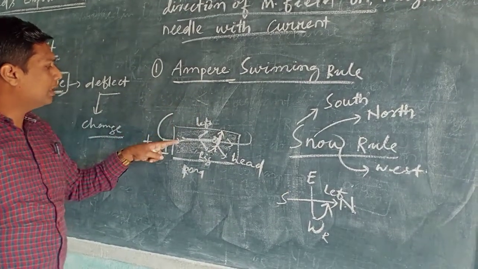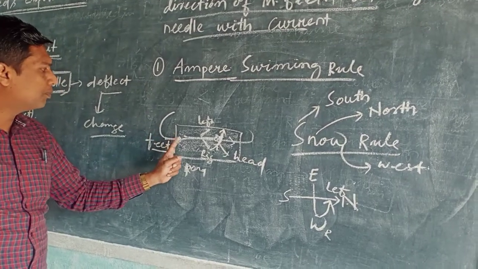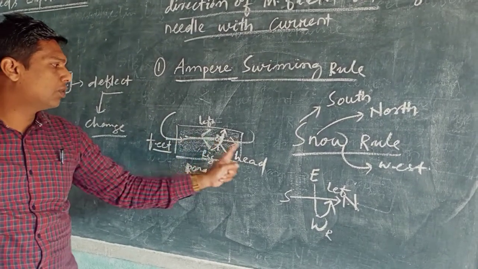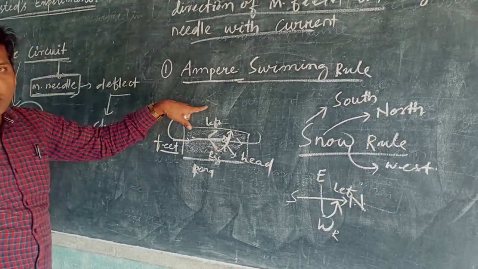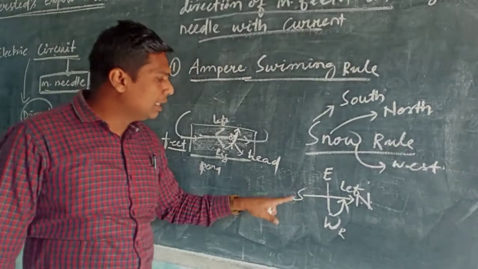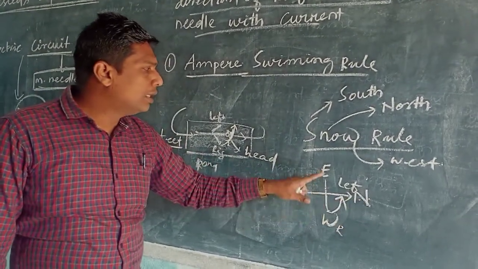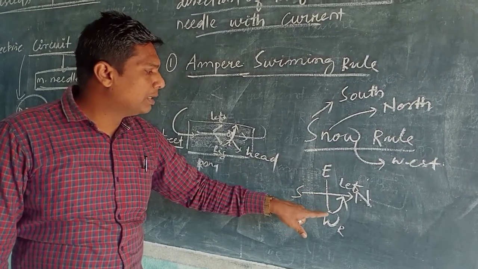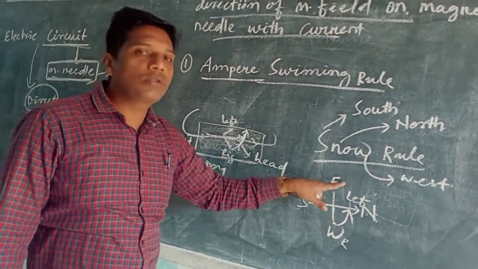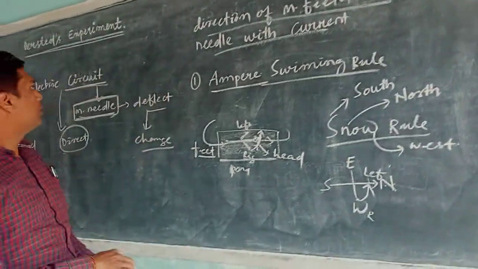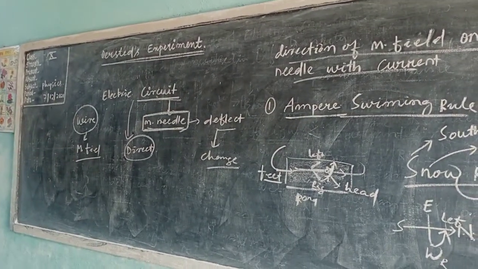In this case, when current enters through his feet and passes through his head, at that time the direction of magnetic field is towards the left side. So in this case also the same thing. When current passes from south to north direction, the direction of magnetic field is towards the left side, west to east. That means it is also towards the left side. So this is known as the SNOW rule and Ampere's swimming rule.